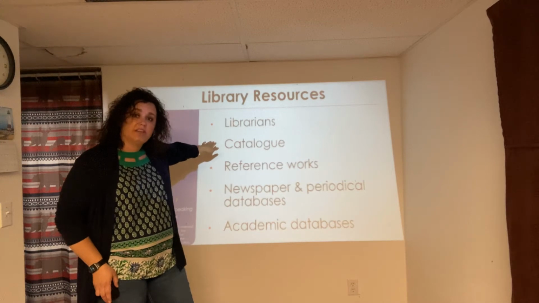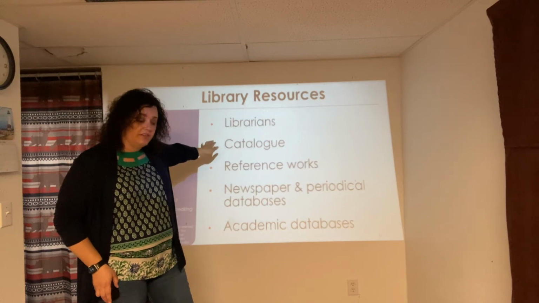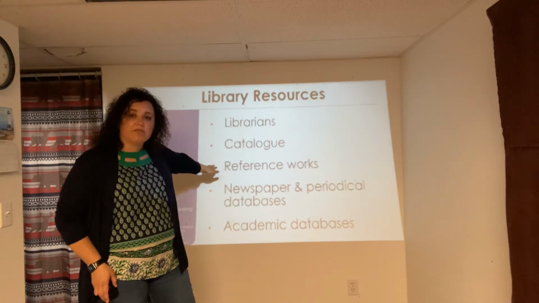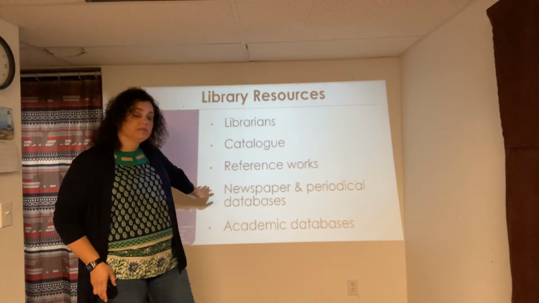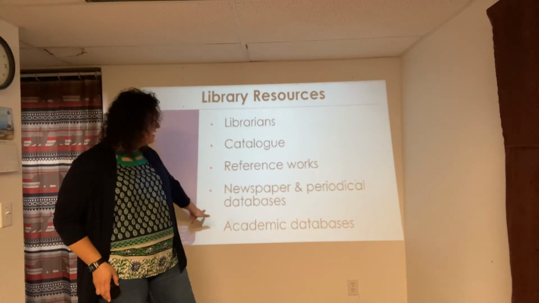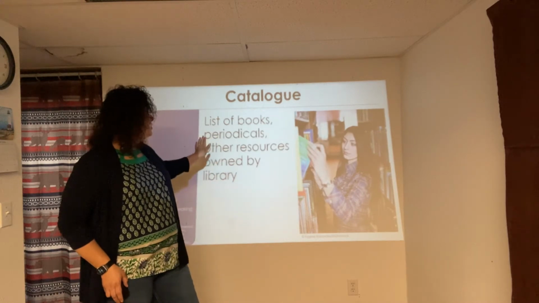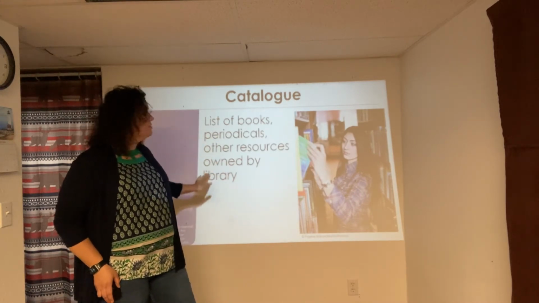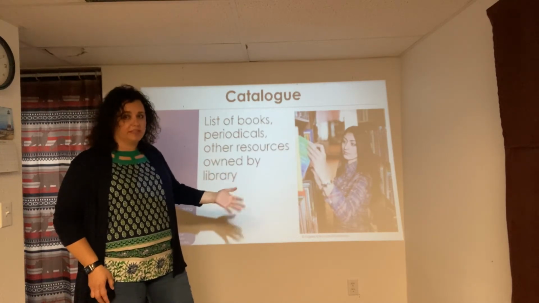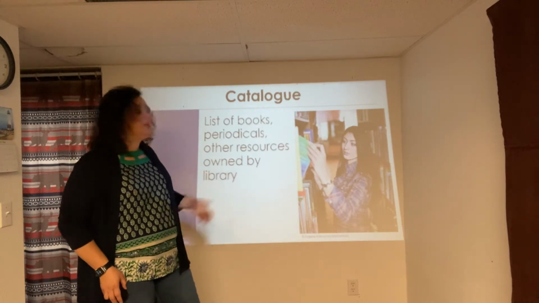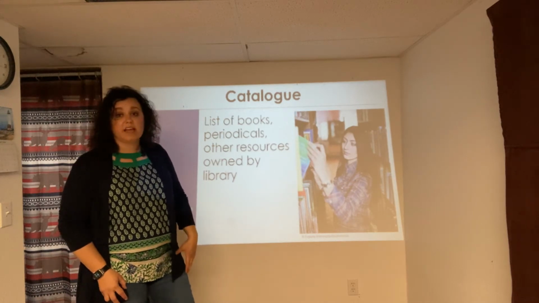They have catalogs of the information that they have available in their library and in other libraries within their systems. There are also reference works, and these are works that you can go find. We'll talk about that in a minute. Newspapers and periodical databases, and then academic databases. So let's talk first about the catalog. This is a list of books, periodicals, and other resources owned by the library. Usually this is the physical library that you have on campus, although it could also be a library that is part of a system, and they have a catalog for those as well, using things like interlibrary loan.